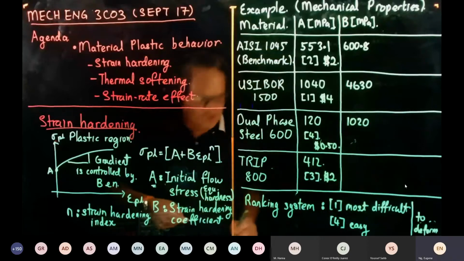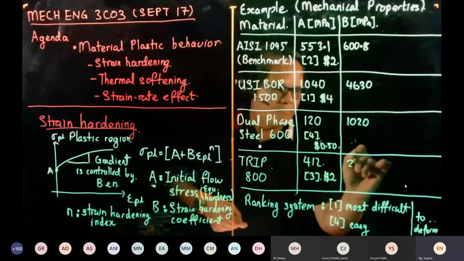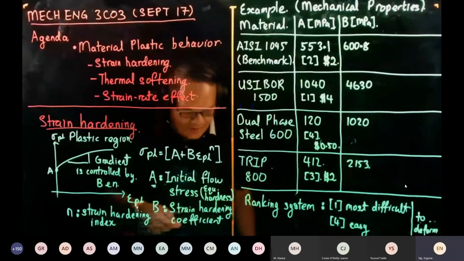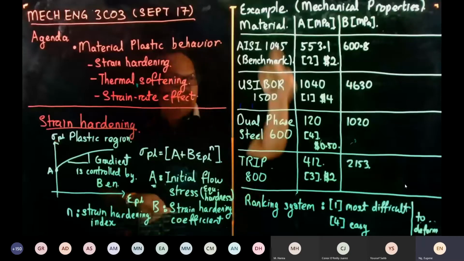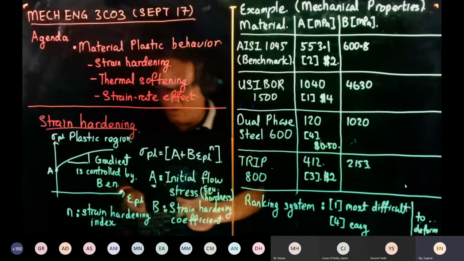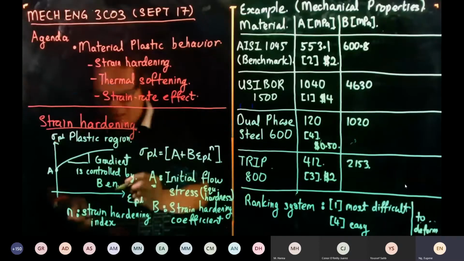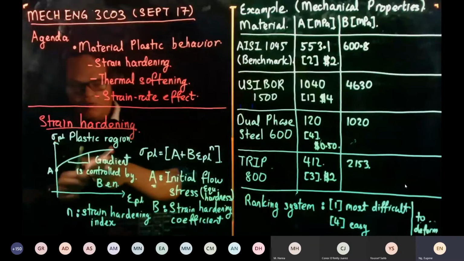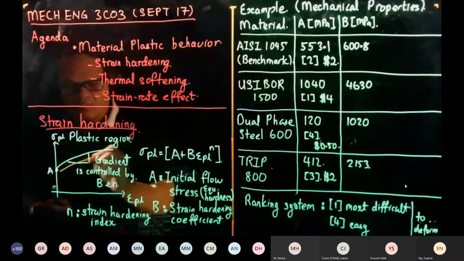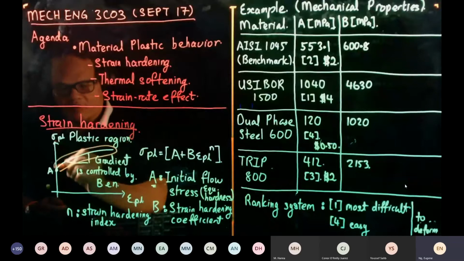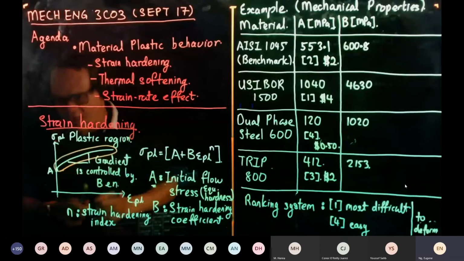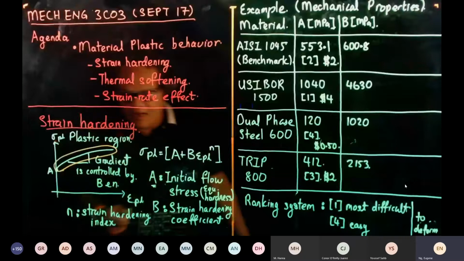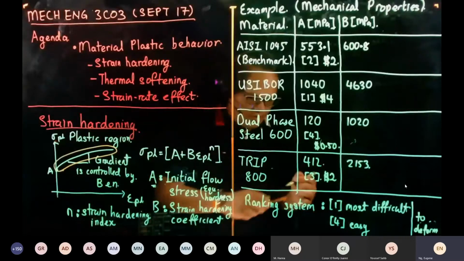And the last one is 2153. Okay. So now when you look at this number, you're like, B is what? B and N is describing this region now. We know A, right? Now we are going to B and N. So for B and N, we start ranking again.